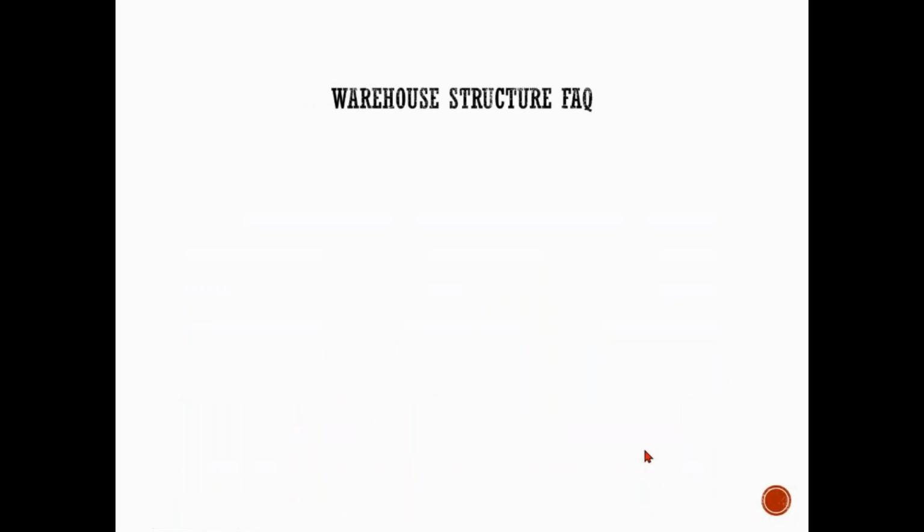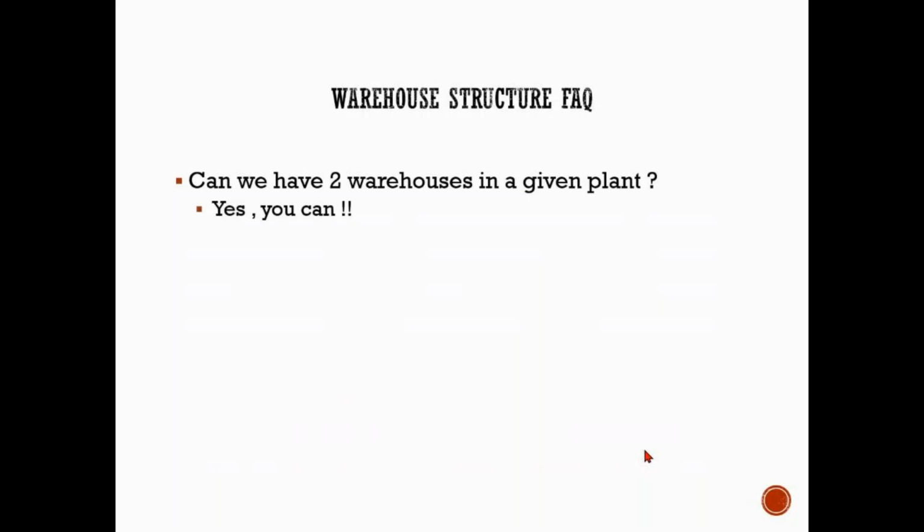Okay, a couple of questions here. Probably, if any one of you can guess, can we have two warehouses in a given plant? On the basis of storage location, I think you can differentiate, right? Yes, one can. If we have two different storage locations for the same plant, we can have two different warehouses as well. So that completely depends on the business.